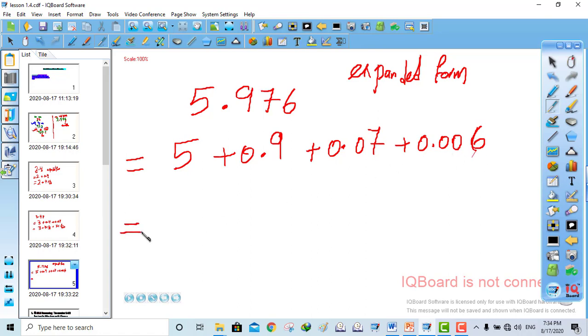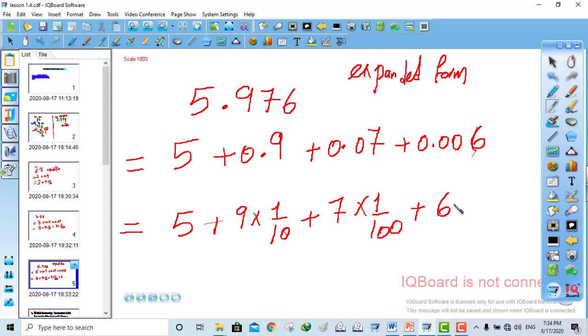You can also write it in a different way, like 5 plus 9 multiplied by 1 out of 10. Why, teacher? Because it's 9/10, teacher. Plus 7 multiplied by 1 out of 100. And the last one, 6 multiplied by 1 out of 1,000. Yeah, okay. Tenths, hundredths, thousandths. 1 digit for tenths, 2 digits after the decimal for hundredths, 3 digits after the decimal for the thousandths place.